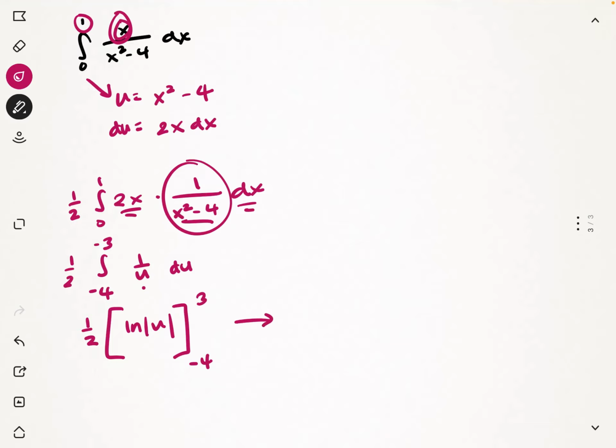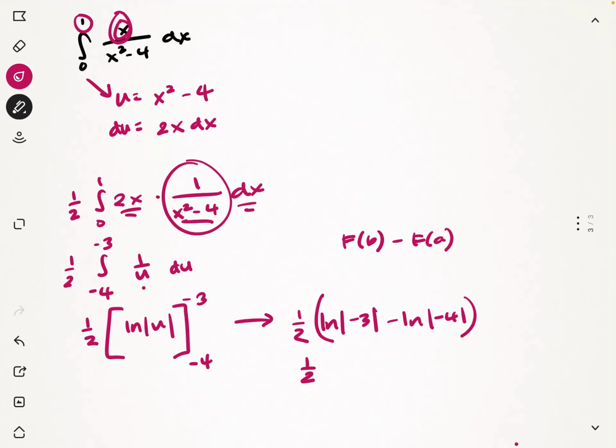Okay, so let's rewrite this. This is 1/2. We're going to plug in, remember we're doing F of b minus F of a. So b is negative 3. So this is going to be ln absolute value negative 3 minus ln absolute value negative 4. So the absolute value of negative 3 is 3. The absolute value of negative 4 is 4.